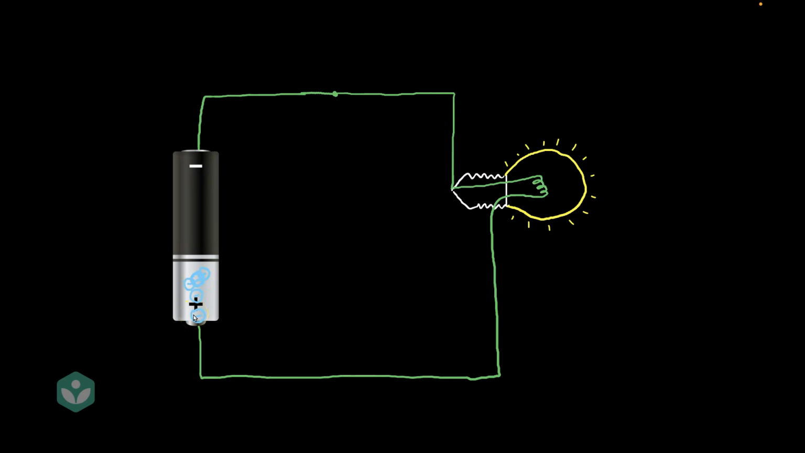Now, before we wrap up, I'd just like to leave you with a disclaimer. Electrons move from the negative terminal towards the positive terminal, right? But conventional current follows the opposite direction. Conventional current flows from the positive terminal towards the negative terminal.